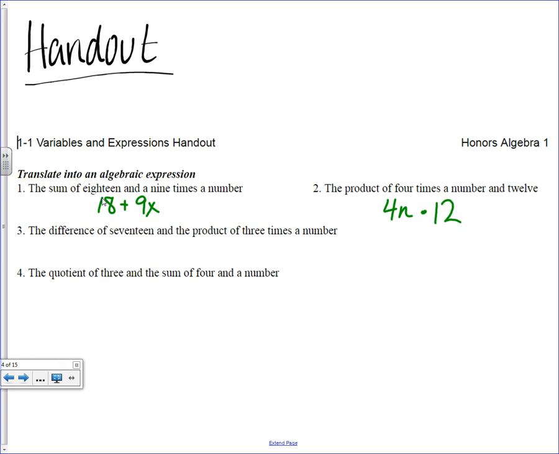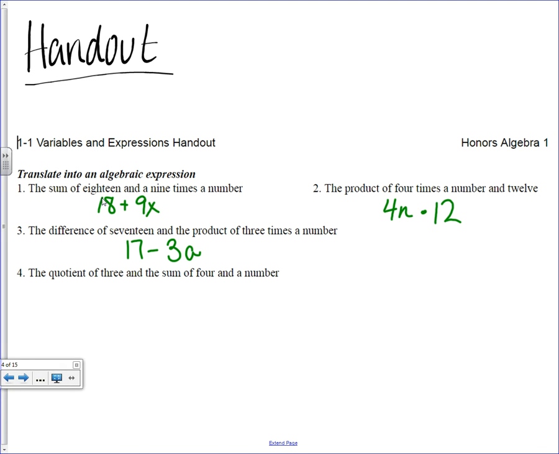The difference, what does difference mean? Subtract. Should I start with the subtraction sign? No. 17. And then we have our difference. How do I show the product of 3 times a number? You guys know it. Shout it out, okay? I'm going to use an A here. You could use a B. You could use an M. I don't really care what you use.